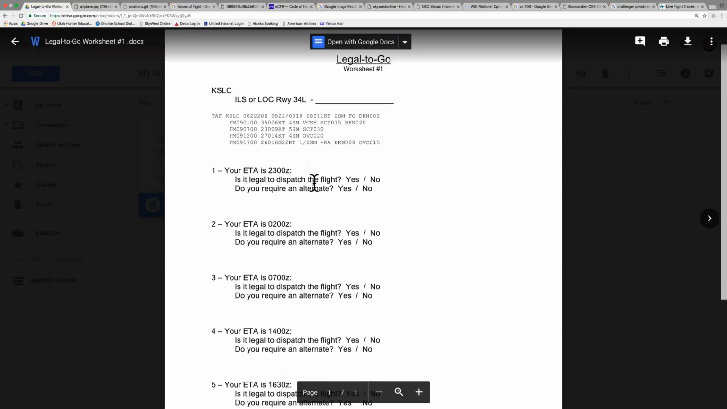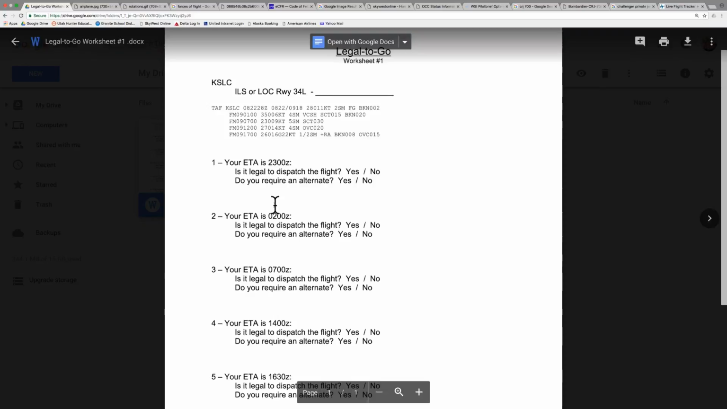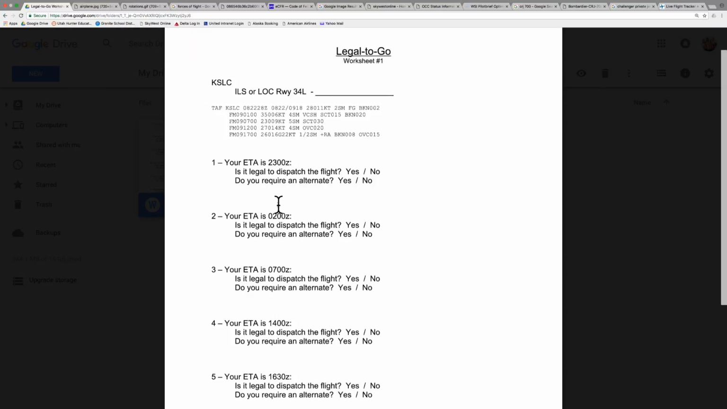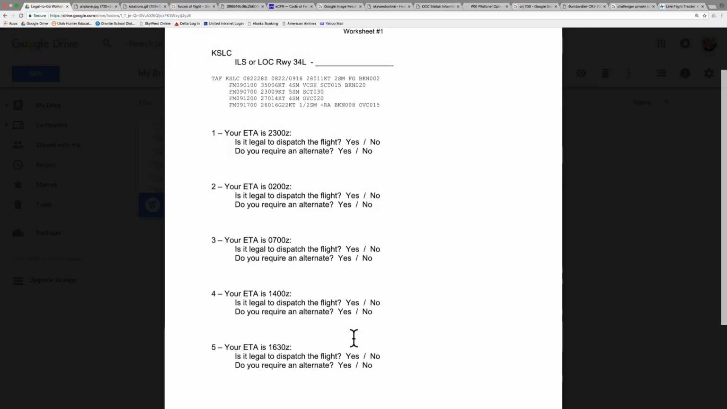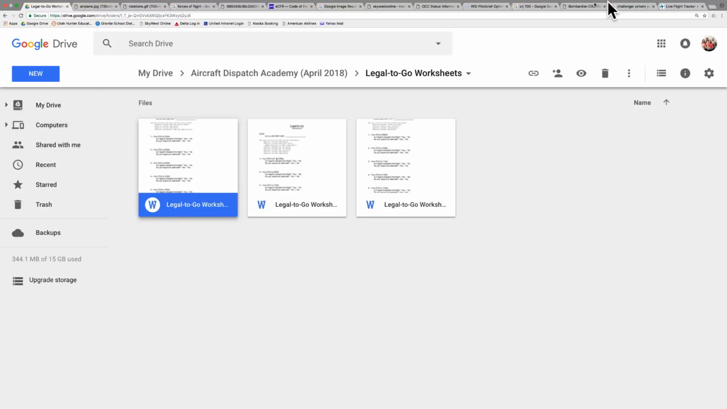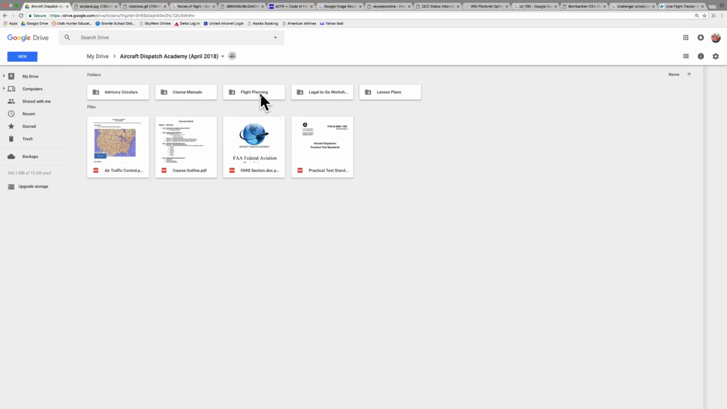Is this legal to go worksheets? I'm just going to leave them on here. You can look at them. But just know we're not really going to spend too much time talking about them until we get closer to the last part of the class. This is using the TAF, determining are we legal to even dispatch a flight. So we'll go over how to work these sheets. I just wanted to point that out if you were wondering why they were there.